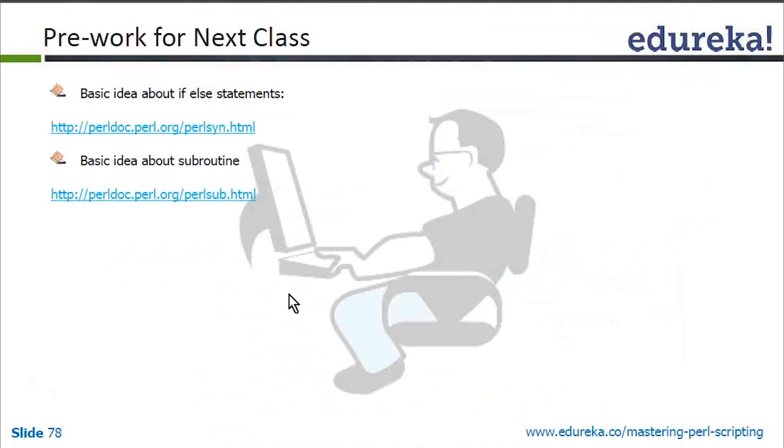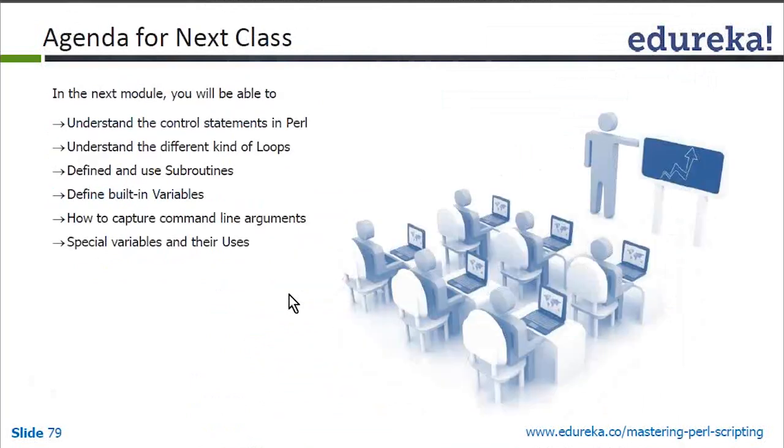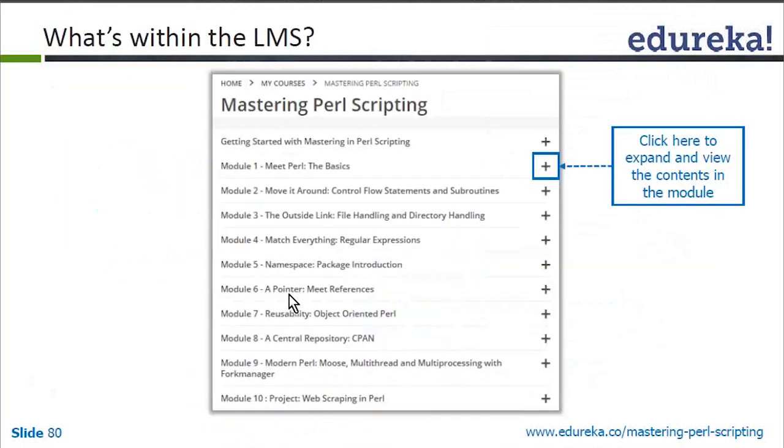The agenda for the next class is that you will be able to understand the control statements in Perl, understand the different kinds of loops, define and use subroutines, define built-in variables, capture command line arguments, and learn special variables and their uses. These are the agenda for the next class. So we have to go to LMS and go to the next one. That is the next class. The first one is done.